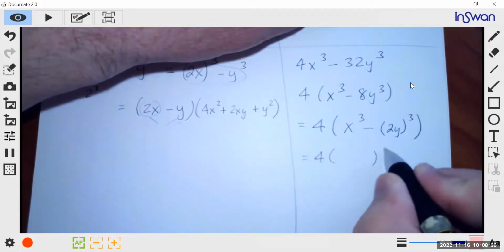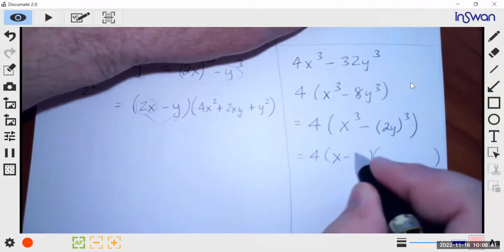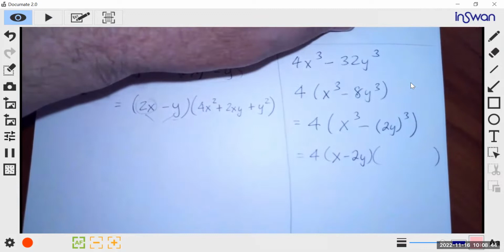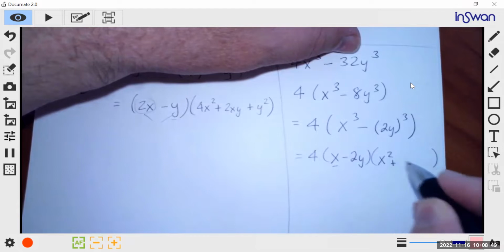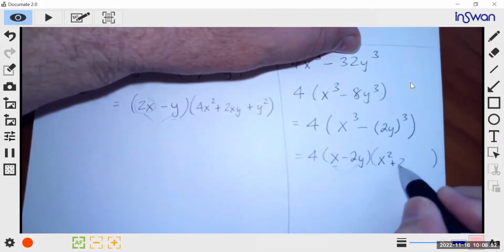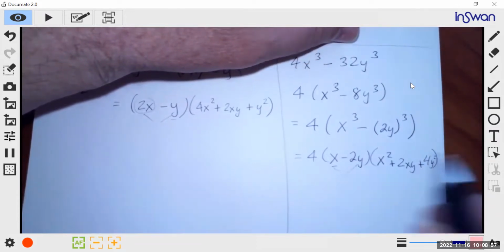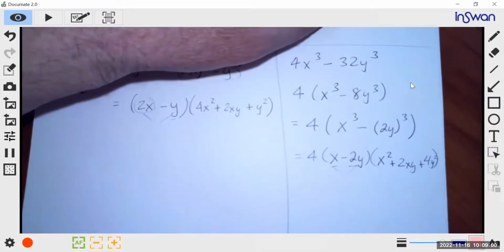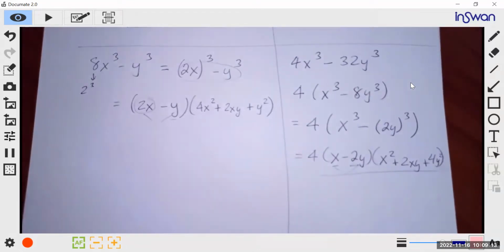So my factored form would be x minus 2y times x squared plus 2xy plus 4y squared. Yeah, so you just take the term and square it. So it'll be 4y squared. So far, so good. That's the difference of two cubes.